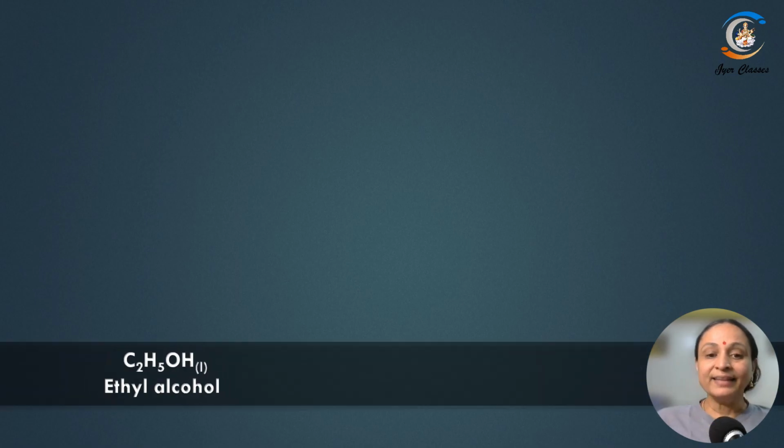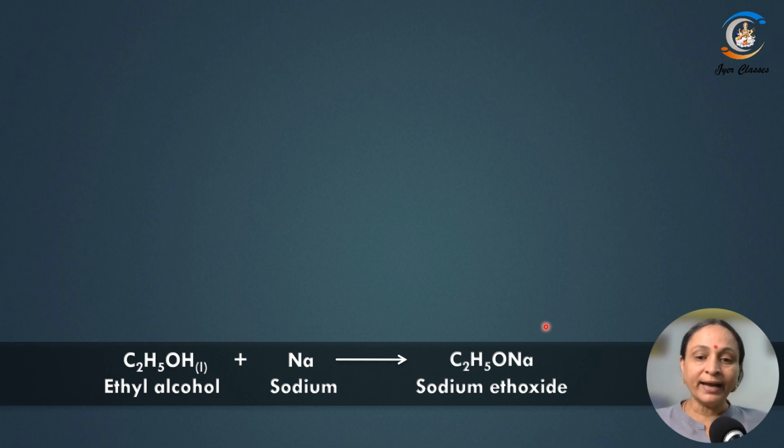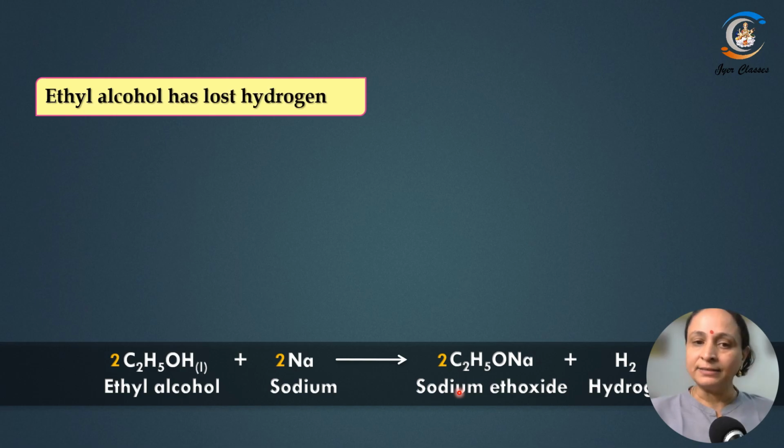If you take ethyl alcohol, C2H5OH, and react it with sodium, you see that you get sodium ethoxide and you also get hydrogen. So oxidation is not only the addition of oxygen, it is also the removal of hydrogen. Balance this reaction, you can do it on your own. Once it is balanced, we will say that ethyl alcohol has lost hydrogen.